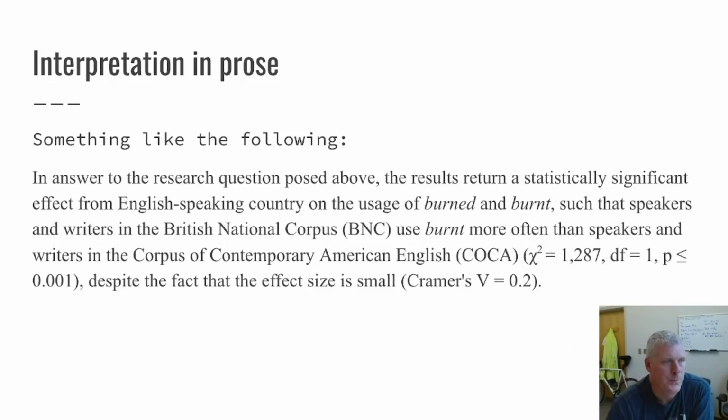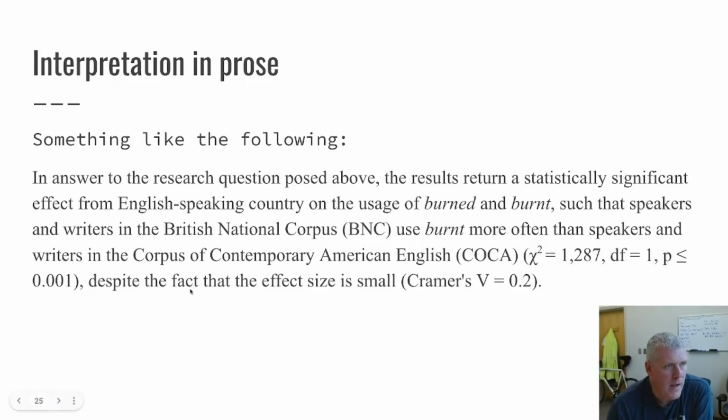Something like the following. In answer to the research question posed above, the results return a statistically significant effect from English-speaking country on the usage of burned versus burnt, such that speakers and writers in the British National Corpus, BNC, use burnt more often than speakers and writers in the Corpus of Contemporary American English, COCA. And then I give in parentheses the chi-square statistic, which was 1287, the degrees of freedom, the p-value. By the way, if the p-value is below 0.001, you just say less than or equal to 0.001.